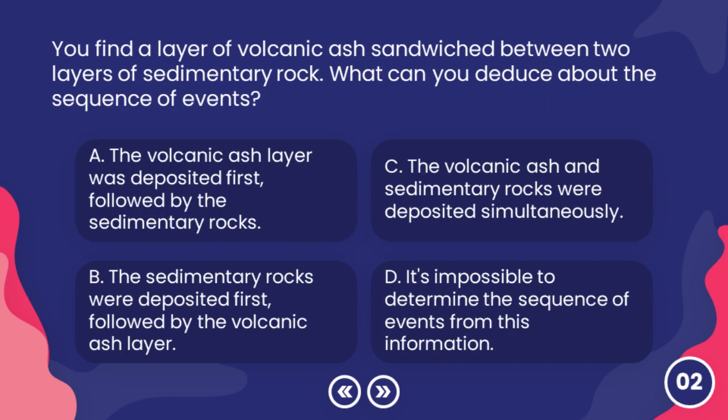Question number 2. You find a layer of volcanic ash sandwiched between two layers of sedimentary rock. What can you deduce about the sequence of events? A. The volcanic ash layer was deposited first, followed by the sedimentary rocks. B. The sedimentary rocks were deposited first, followed by the volcanic ash layer. C. The volcanic ash and sedimentary rocks were deposited simultaneously. Or letter D. It's impossible to determine the sequence of events from this information.